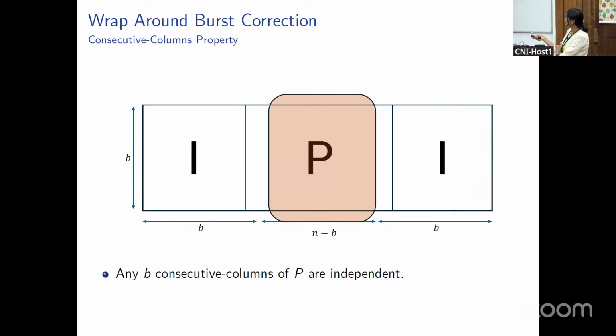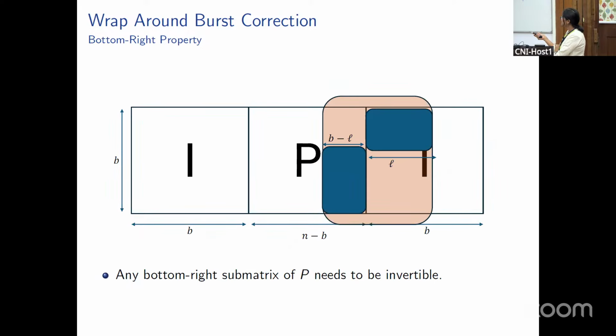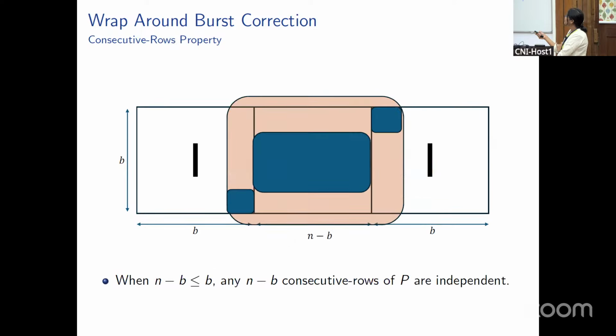So we are looking at the properties that P needs to satisfy in order to be wraparound burst correcting. In this particular burst erasure, you will see that it has to satisfy this bottom right property where any bottom right submatrix needs to be invertible. Because this again is a submatrix of the identity matrix, which is identity itself, and here you have a zero appearing. And this is a particular case that you will see when your n minus b is less than or equal to b, when a burst will basically look at all the columns of the P. In this case, again, you have an identity here, a zero matrix here, identity here, and a zero matrix here.